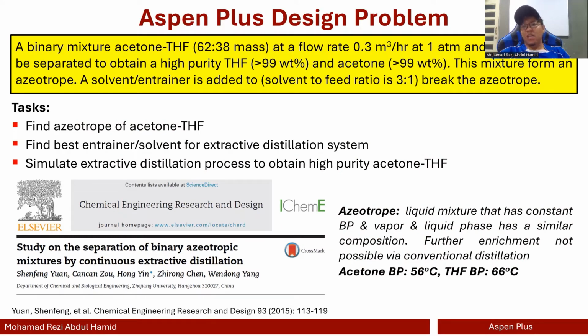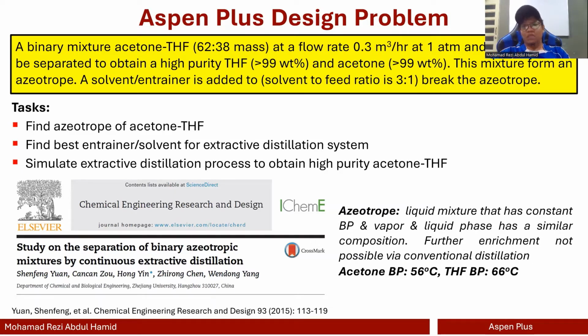Before we delve deeper into the discussion of azeotropic distillation, I would like to go over our design problem. So basically, we have a binary mixture, a two-component mixture consisting of acetone and THF, 62 by 38% by mass. And then the stream flows at a flow rate of 0.3 cubic meter per hour at a pressure of 1 atm and 30 degrees Celsius. So of course, this mixture needs to be separated to obtain high purity THF as well as acetone, ideally greater than 99.99 weight%.